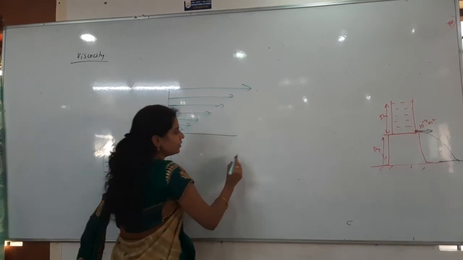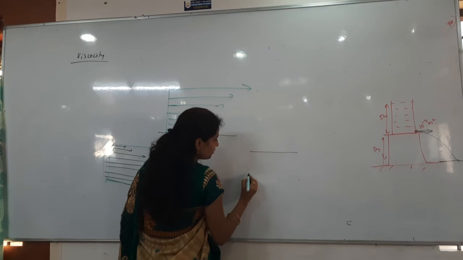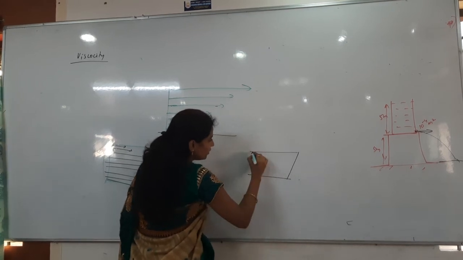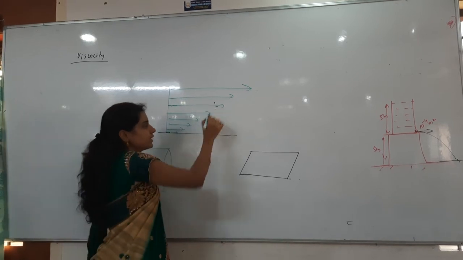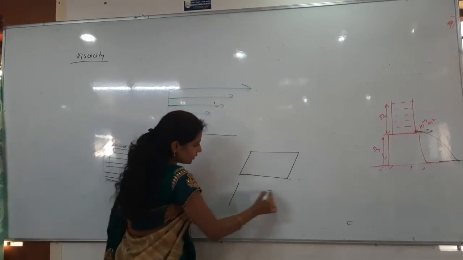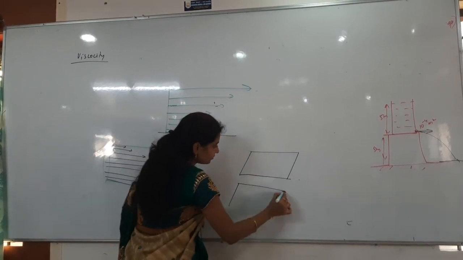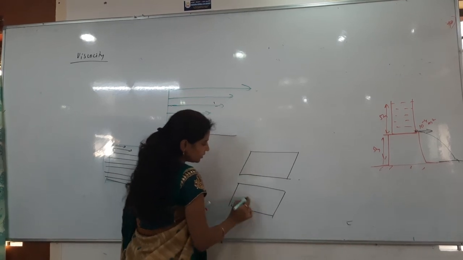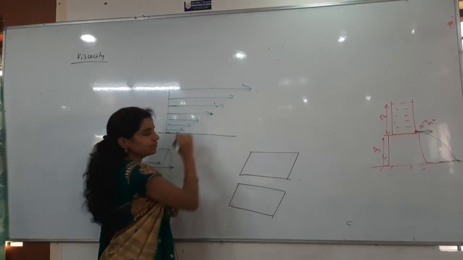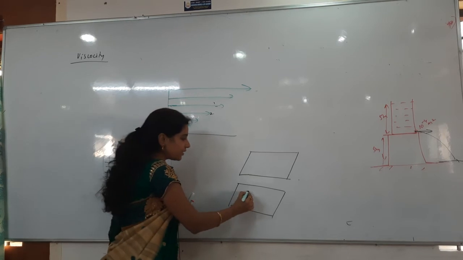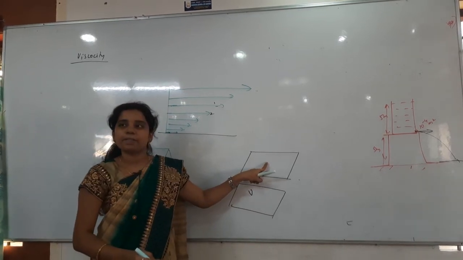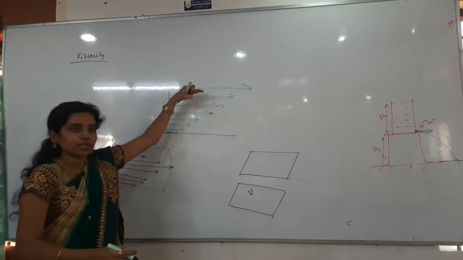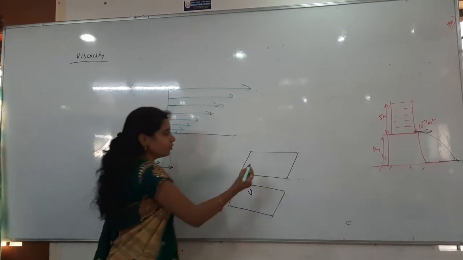For example, if I draw the diagram in 3 dimensions, let me take this is the first layer of the water, the top layer, and then next one, this is the second layer of the water. Now this is having the velocity v, so will this have more velocity or less velocity? More velocity, right? Since we are moving above the ground, it will have more velocity.